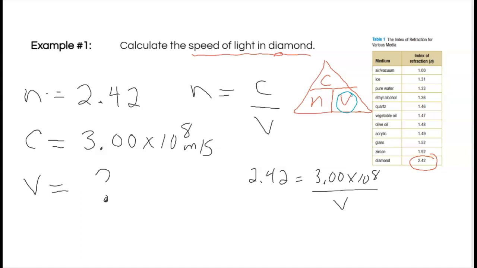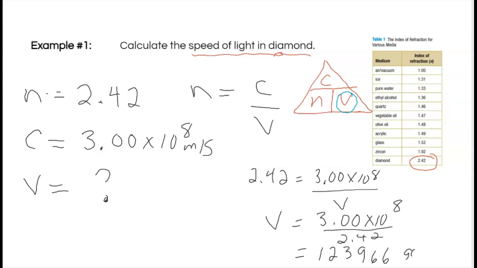So let's go ahead and do that. I can use algebra to rearrange this, or I can simply rearrange the equation using my triangle, whatever works. But I'm going to get that v is equal to c over n, so 3.00 times 10 to the power of 8 meters per second divided by 2.42. And I'm just going to take a minute to calculate that. And the value that I'm getting, the raw one, is 1.23966942.